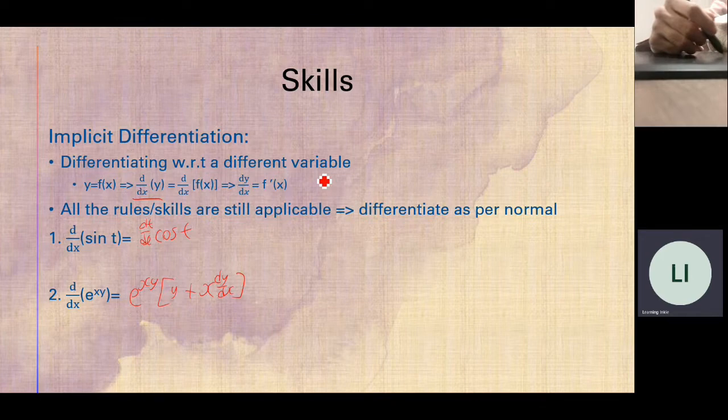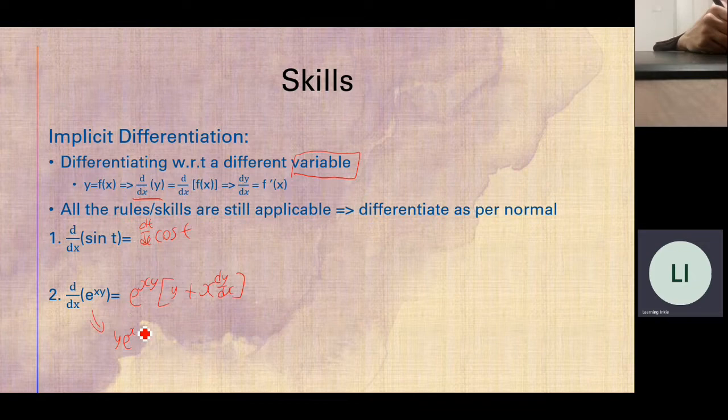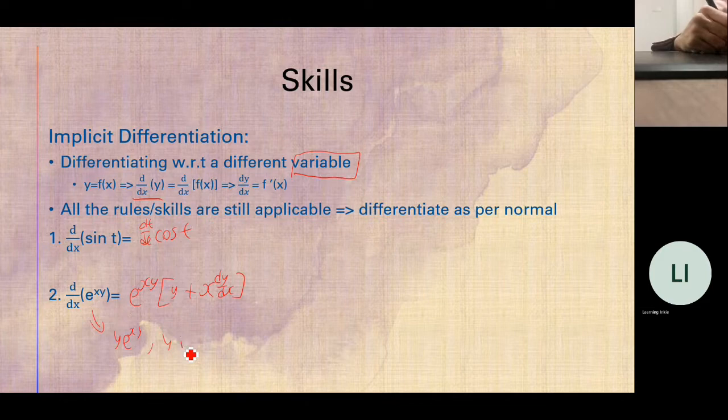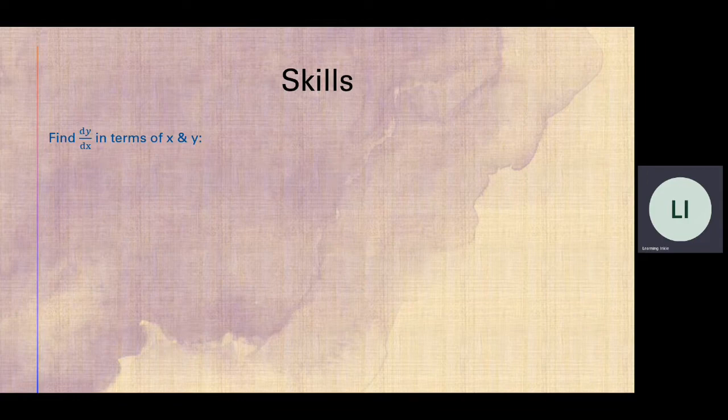If y is a constant, then we know that, let's say y is a constant for this one, it's simply y e power xy, right? But this is only if y is a constant. So it is only when it's a variable that you need to differentiate the variable and multiply the derivative. All right, so where can implicit differentiation be used? Let's say we have an equation and we want to find dy dx. You need to, I guess it's quite obvious, differentiate both sides with respect to x.